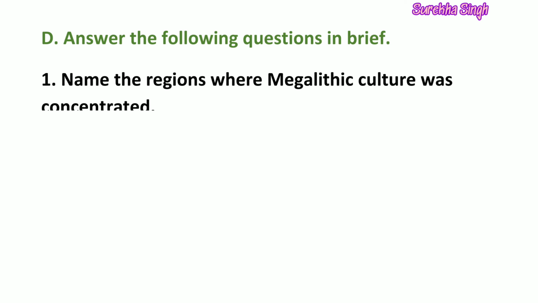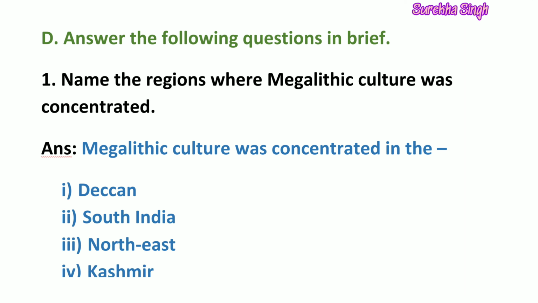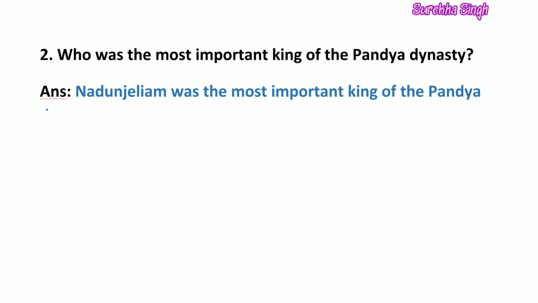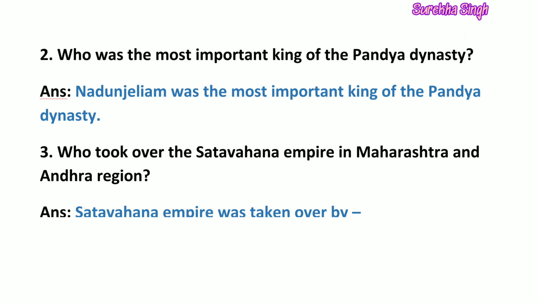Question D. Answer the following questions in brief. 1. Name the regions where megalithic culture was concentrated. Megalithic culture was concentrated in the Deccan, South India, the Northeast and Kashmir. 2. Who was the most important king of the Pandya dynasty? Nathanchalia was the most important king of the Pandya dynasty.